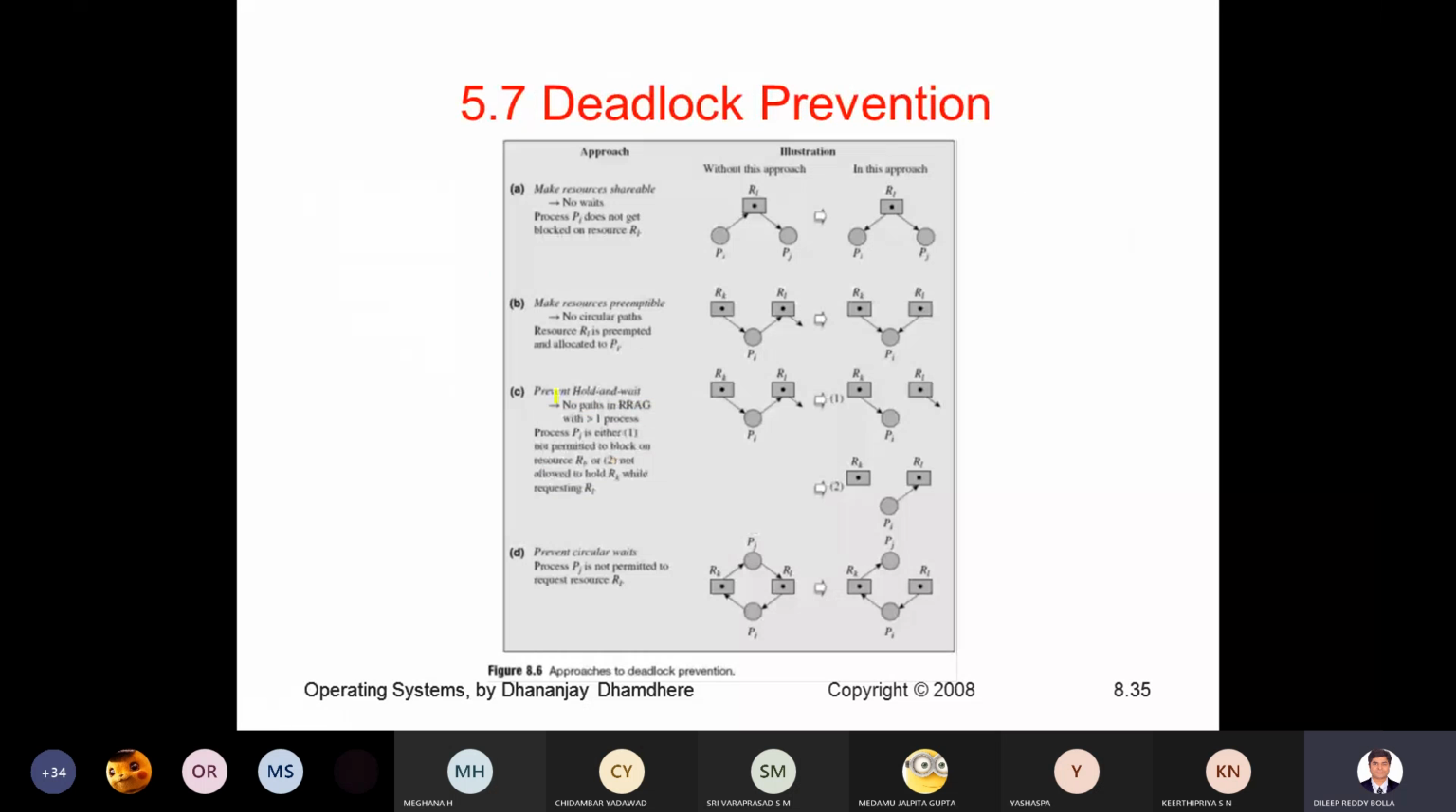Now check this one. The third method we are trying to do is to prevent hold and wait. What are we trying to prevent and what are we trying to hold? Let us see. There are two conditions here. The first condition, check what we are trying to hold and what we are trying to wait. And also the second condition, check it out. This is the problem we have.